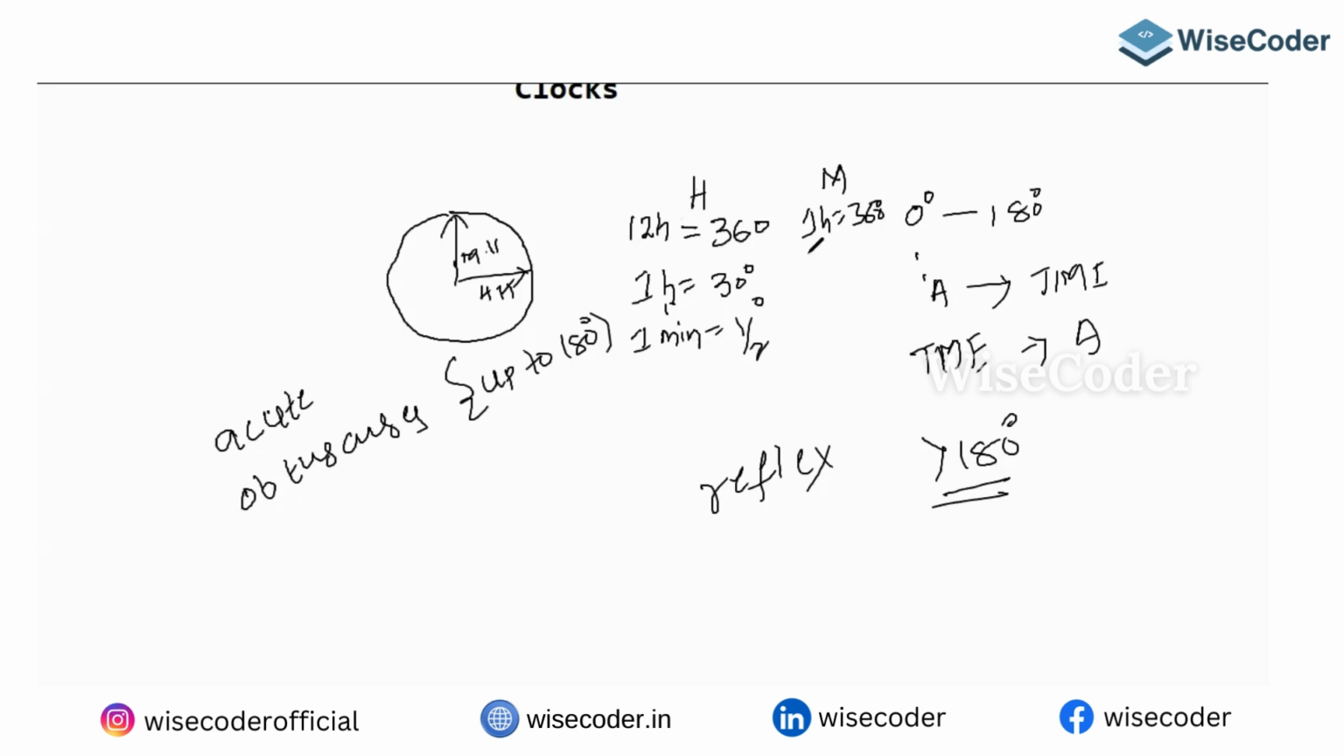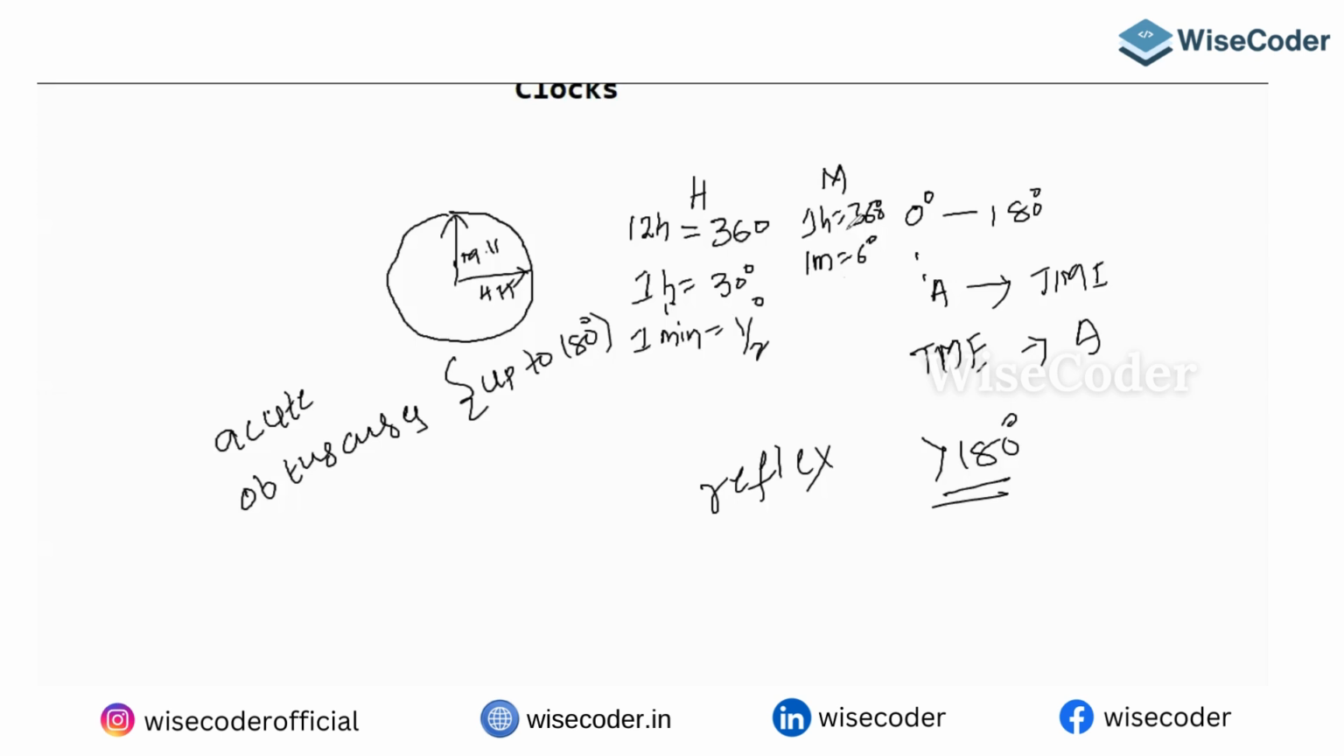Then 1 minute. Okay, 1 minute. That means 360 by 60. That will give you 6 degrees. Okay, please write down, everyone.